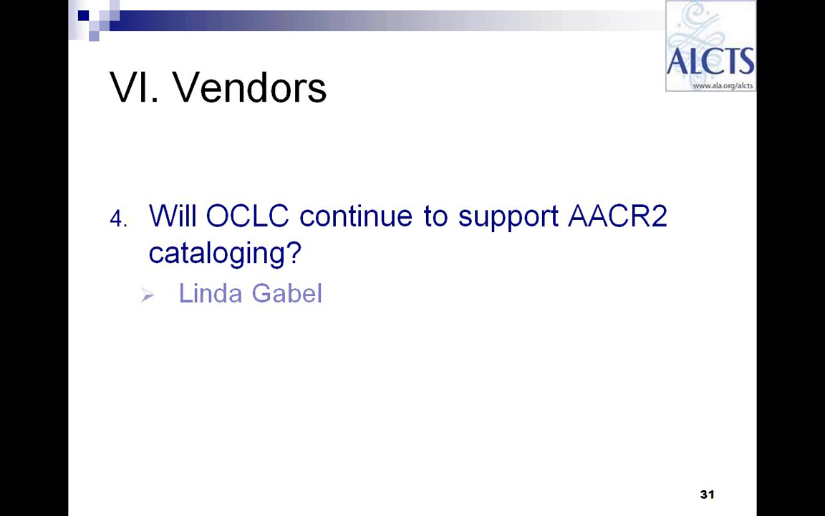Okay, question number 4. Will OCLC continue to support AACR2 cataloging? Linda? As you've heard before, we are in an environment of mixed rules. So records are coming in with pre-AACR2 headings, pre-AACR2 records, AACR2 records, and RDA records. We will continue to support that, but we cannot guarantee that the AACR2 records will not be merged to RDA or RDA records merged to AACR2. Remember that libraries can always edit the records to their own local standards. And I think that will be the end of that question.